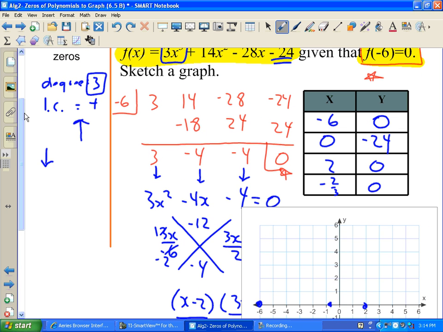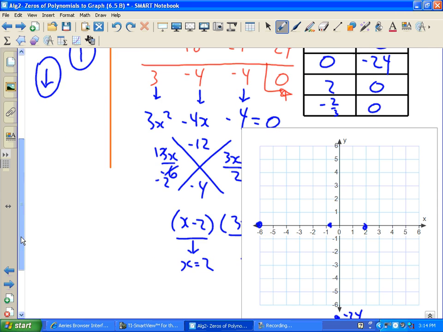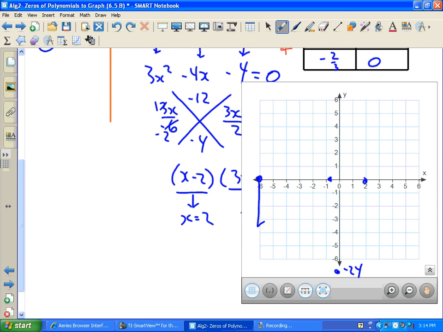Our end behavior, down in quadrant 3, up in quadrant 1. Connect the dots. One smooth, continuous curve from left to right. Make sure you're only going through the axes at your roots. And here we go. It's almost like it's a roller coaster. Here we go up the roller coaster, then we go down, then we go up.